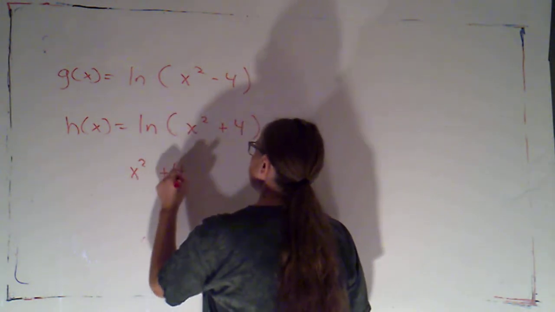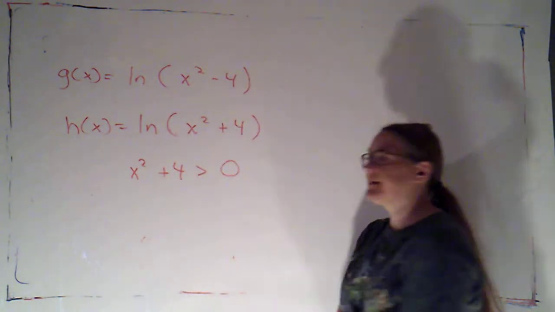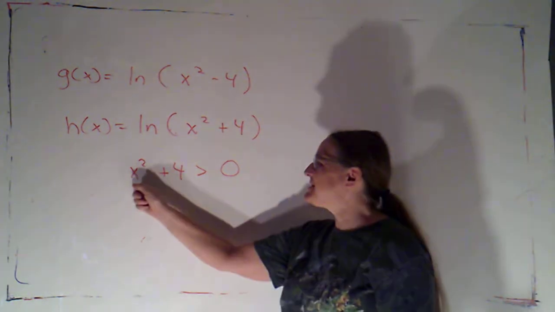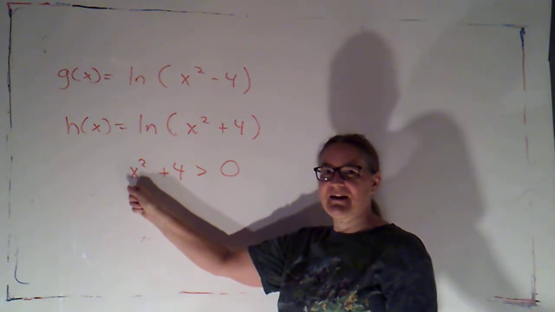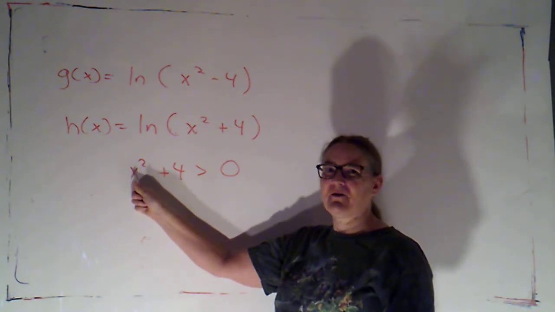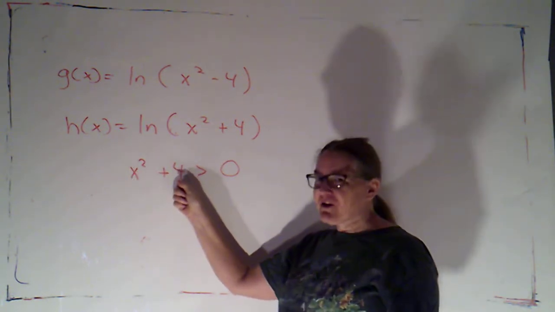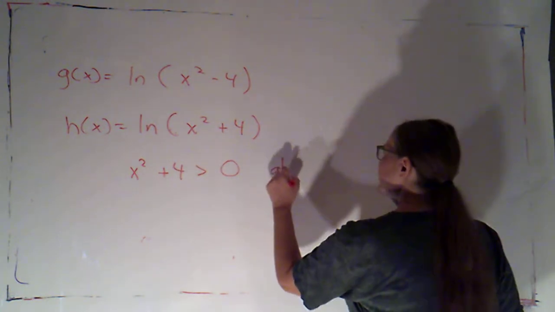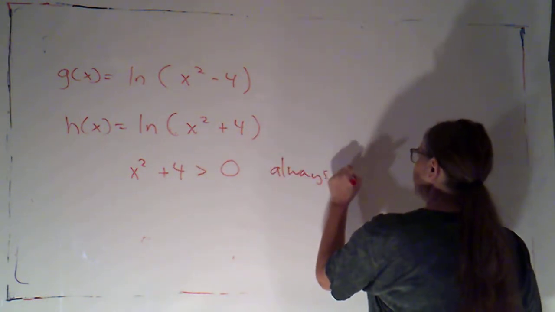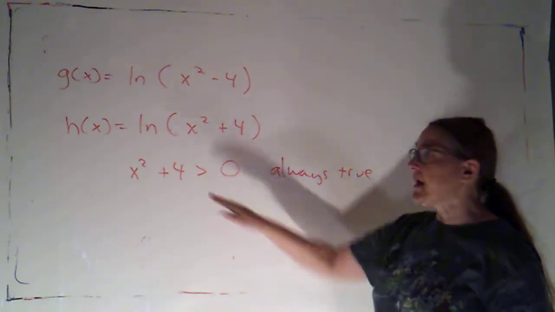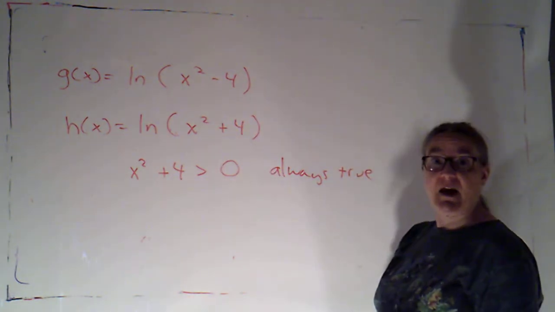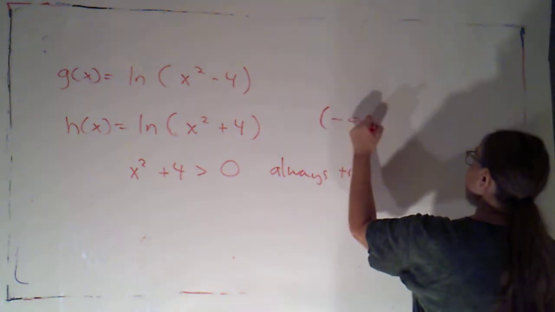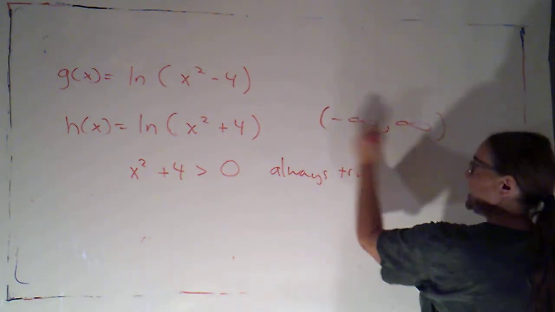So x squared plus 4 has to be bigger than 0. Well, it is, okay? Because the smallest that x squared could be would be 0. I'm adding 4 to that. That's going to make this strictly positive. So this is always true. Now, you might be able to see that by inspection, and if you do, great. So my domain is everything from negative infinity to infinity.